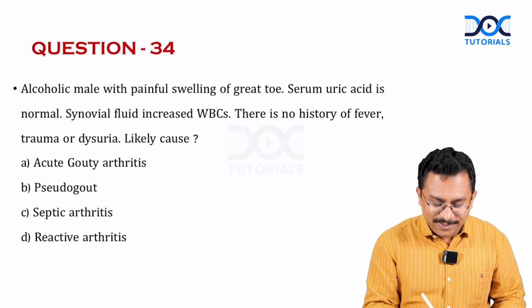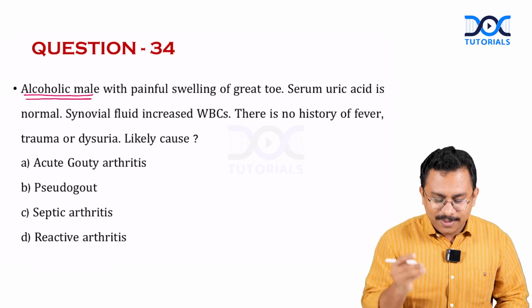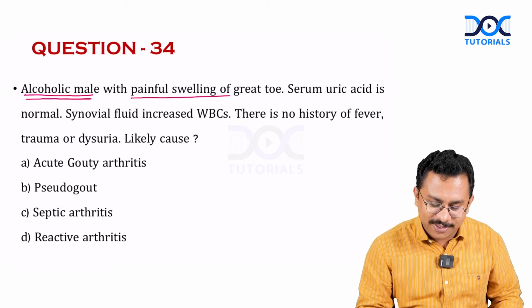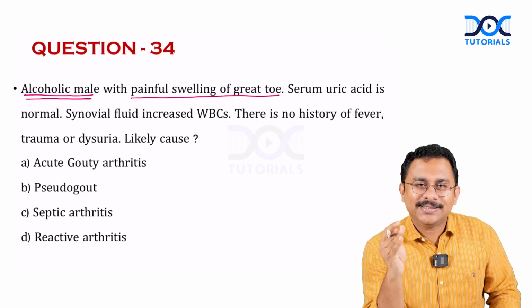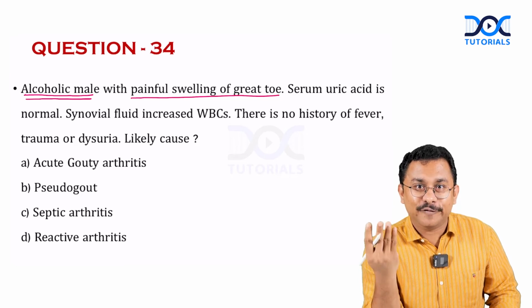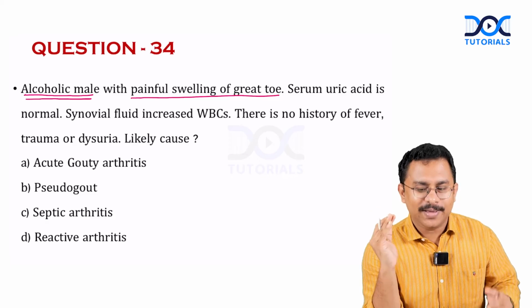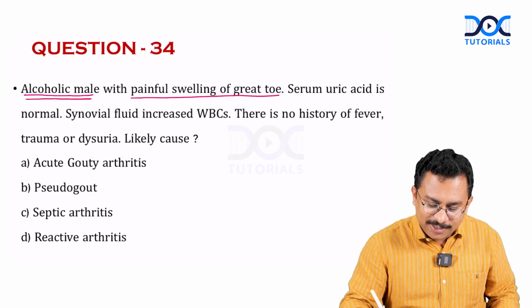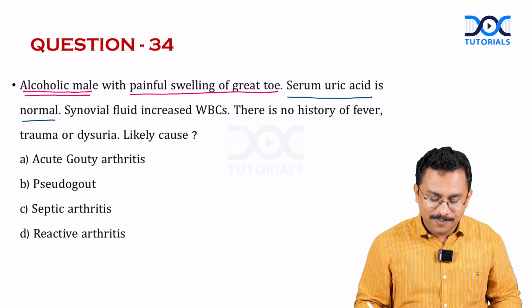So the patient is an alcoholic male. He is a chronic alcoholic, and he has come with a painful swelling of the great toe. Now, if you stop at this line, alcoholic patient, painful monoarthritis involving the great toe, the first metatarsophalangeal joint, what will you think of? Gout. Let's proceed further and see if it's a gout or not. The next line tells you that the serum uric acid is normal.